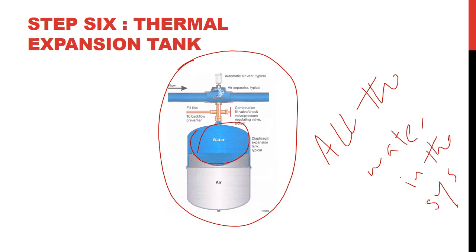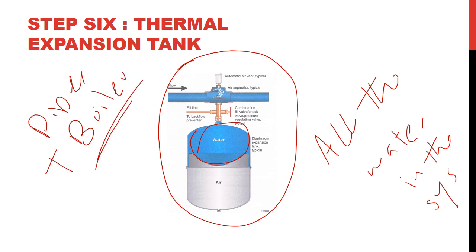So thinking about that, what is the water in the system? You have water in the pipes, right? Pipes plus boiler. Unless you have an on-demand boiler, it's going to have some water, and also in the radiators. So these are the sum of all the water inside the system, because we need to know how much it will expand.